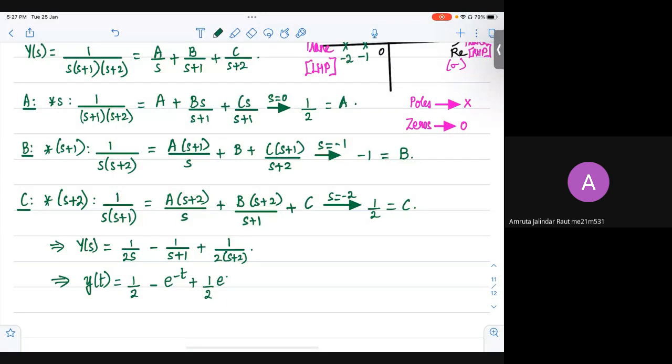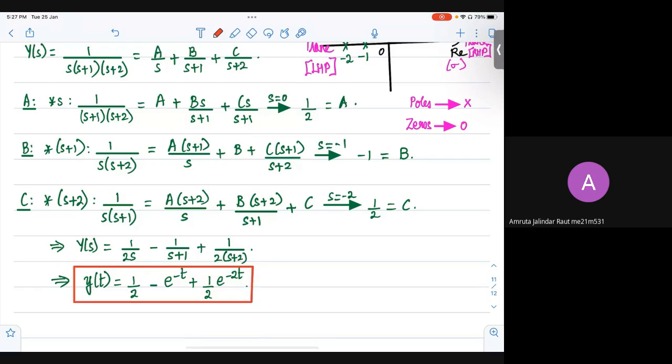So the last term will be 1 by 2 e power minus 2t. So this is what we will have as the response function, y of t. This is the unit step response of this particular system.